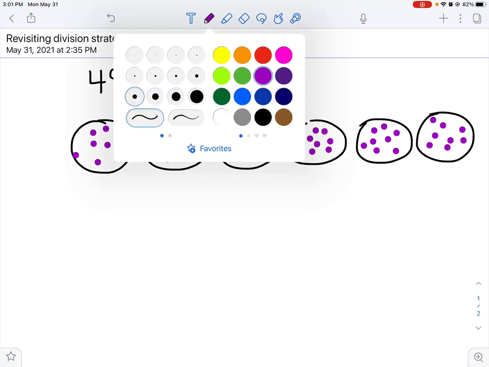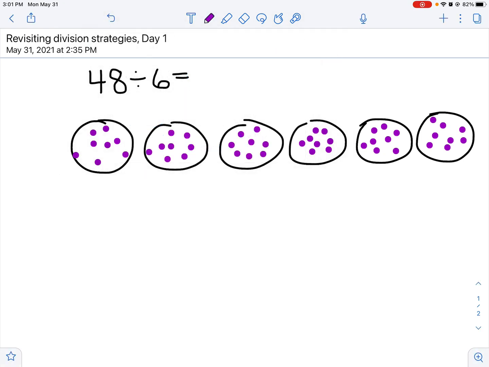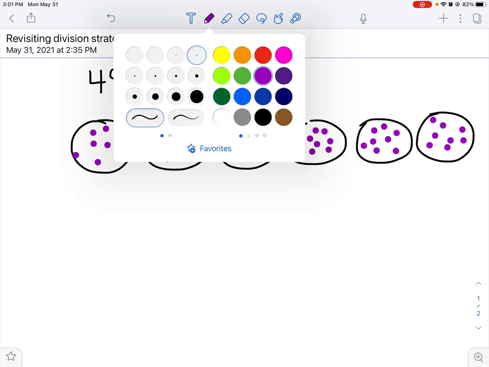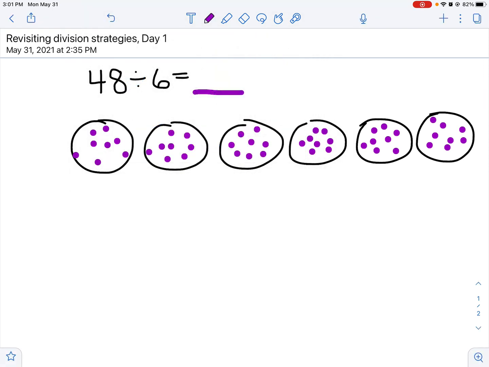Okay? And then to determine the quotient, the answer to your division problem, you want to look at how many dots ended up in each group. So if I count how many dots are in each group, 1, 2, 3, 4, 5, 6, 7, 8, I get 8 dots in each group. So my answer is 8 because I have 6 equal groups with 8 in each group for a total of 48 items.